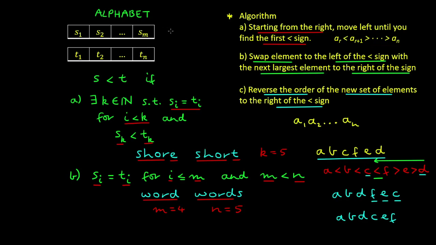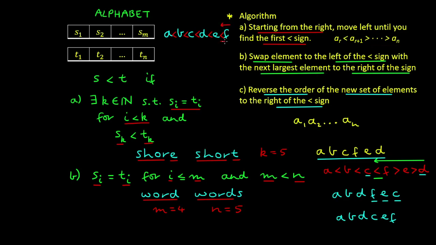Now let's do another example up here. So we have A, B, C, D, E, F. So we can say that A is less than B, which is less than C, that's less than D, which is less than E, which is less than F. So the first less than sign from the right is this one here.